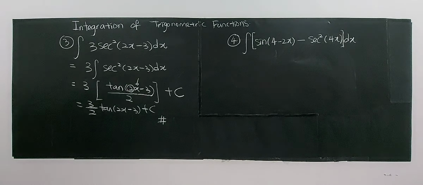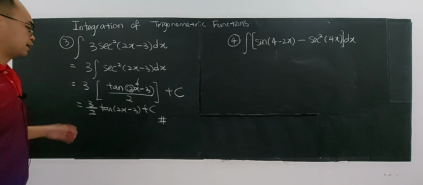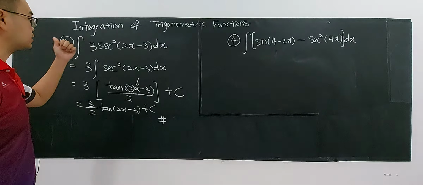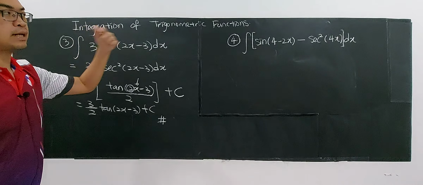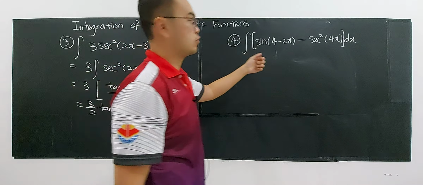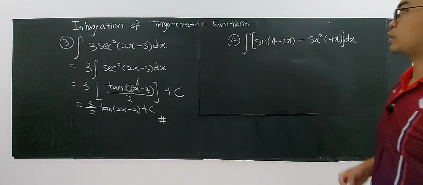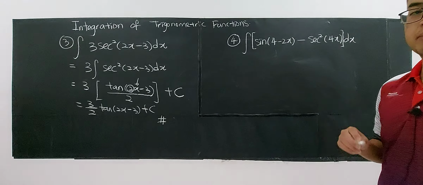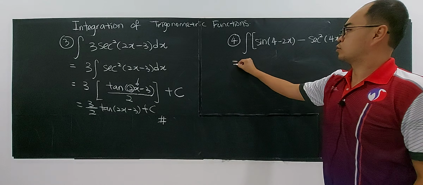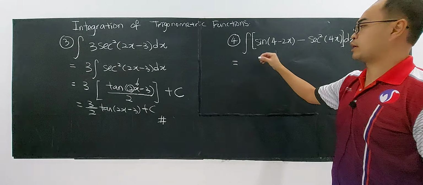Without overcomplicating the formula, I just teach you a very simple formula. Integrate secant square, you get tangent. Integrate sine, you get negative cos. Integrate cos, you get sine. You just remember that. So integrating sine, you get negative cos.